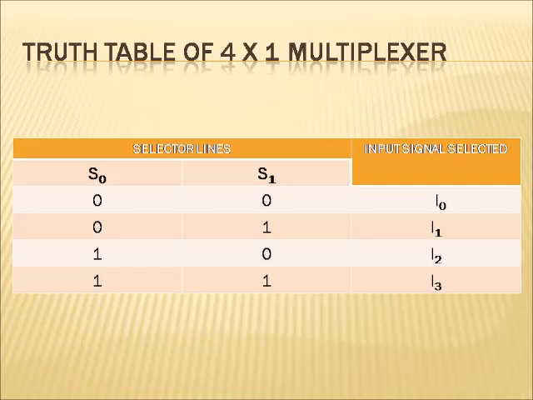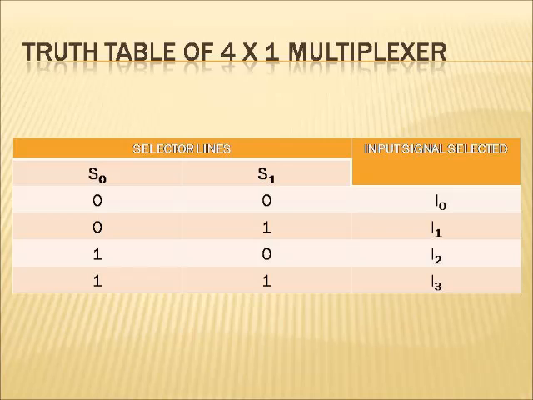Okay, here you can see the truth table of a 4x1 multiplexer. Actually, in this truth table, what we are representing is the combination of selector line values, that is S0 and S1 values, and the particular input line selected during different values of S0 and S1.